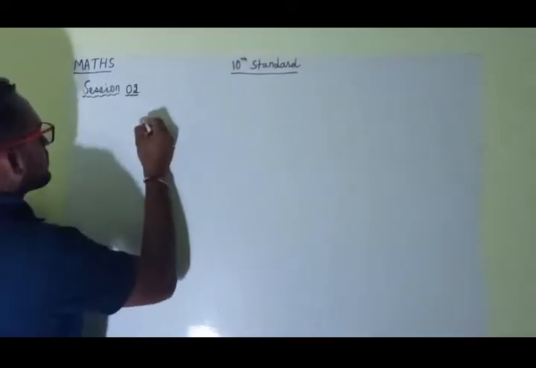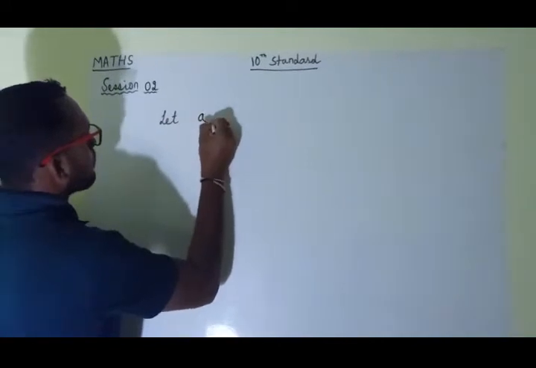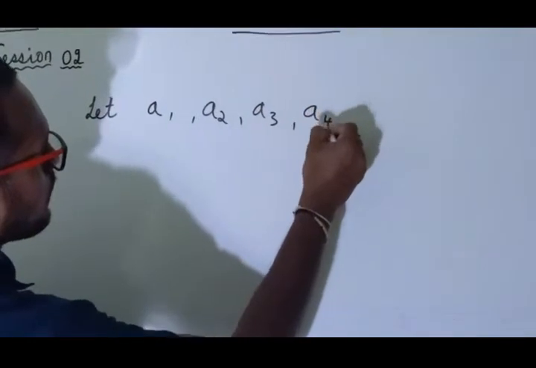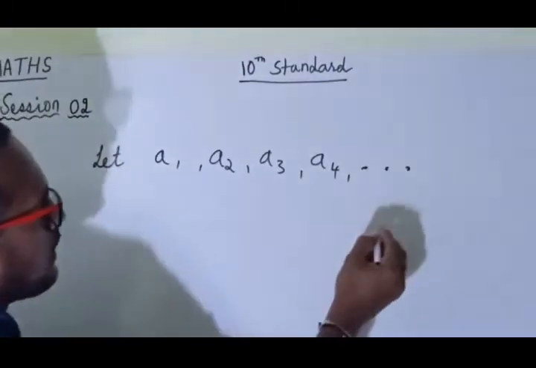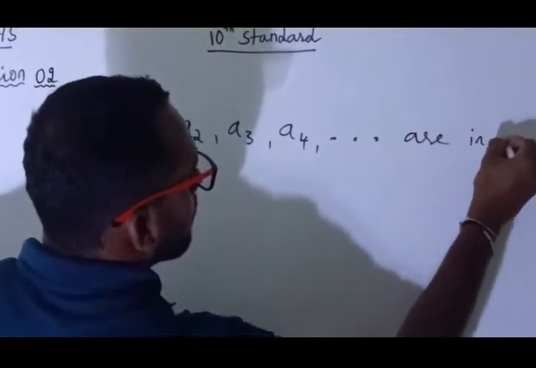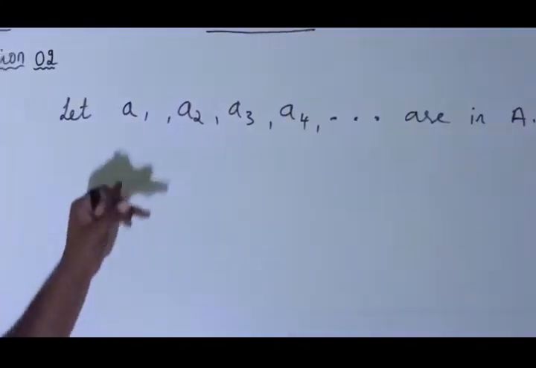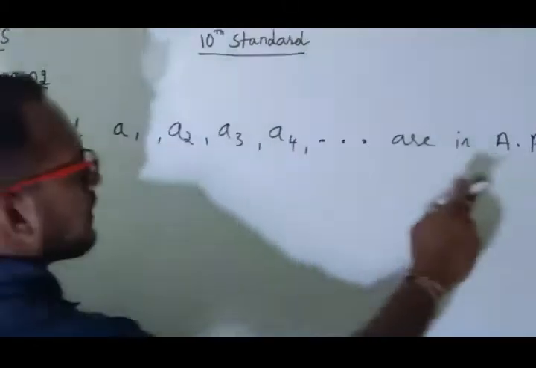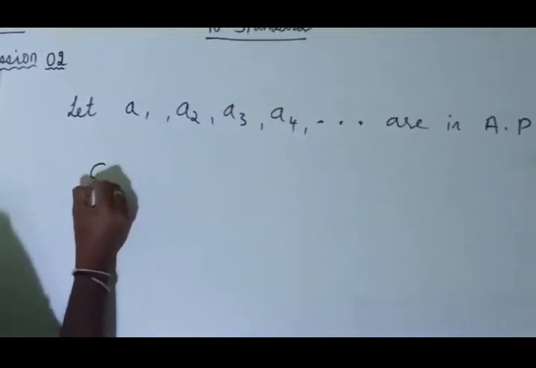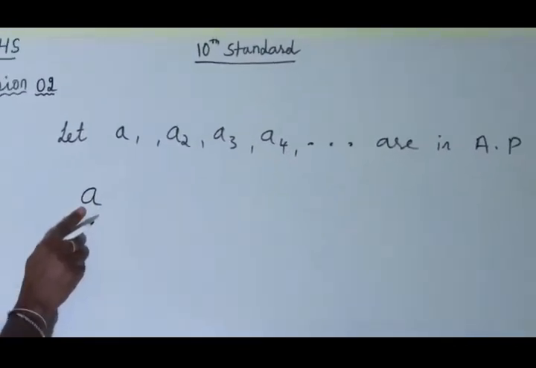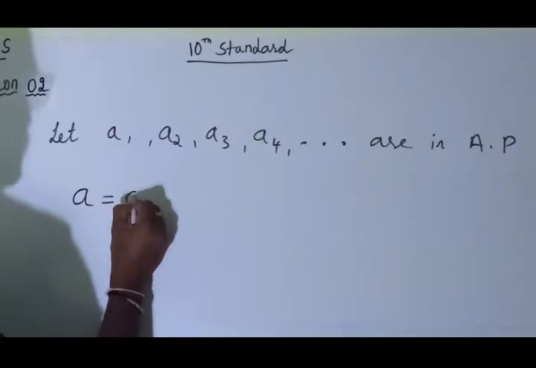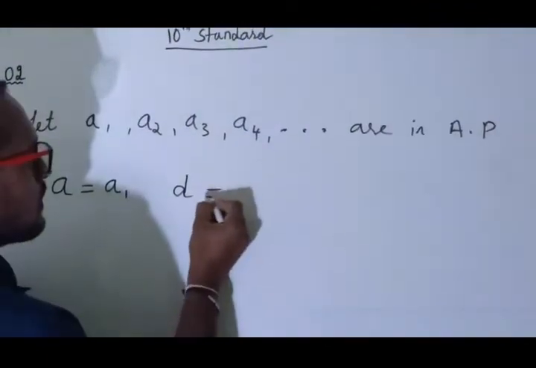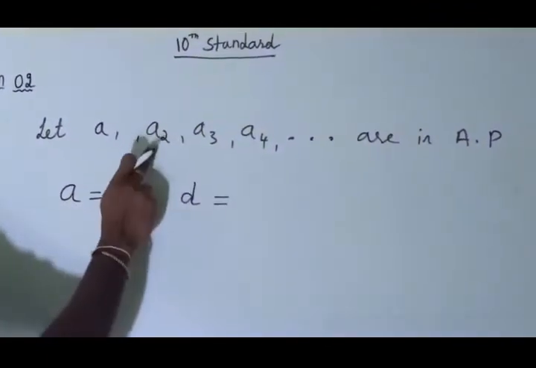Now let A1, A2, A3, A4, etc. are in AP. Now I am telling again, A1 is the first term, A2 is the second, and A3 and so on. If these are in AP, then the symbol used to represent the first term is A. A is equal to A1.